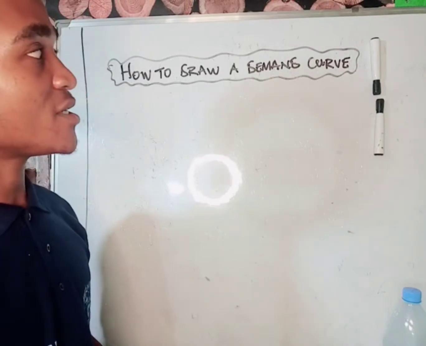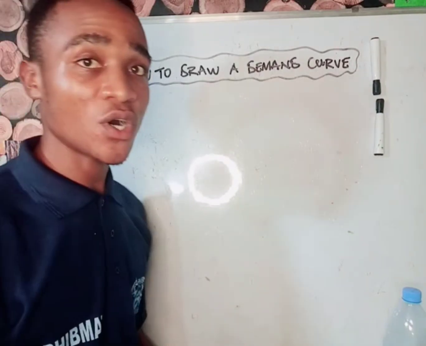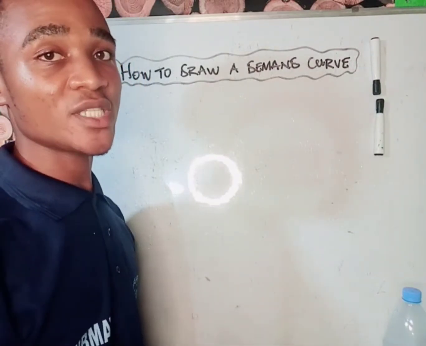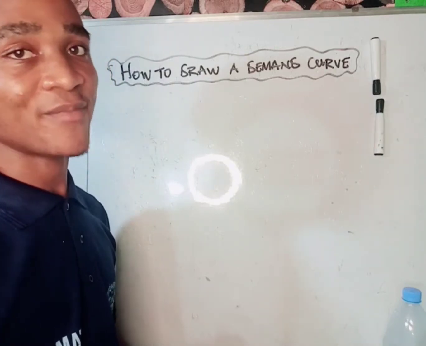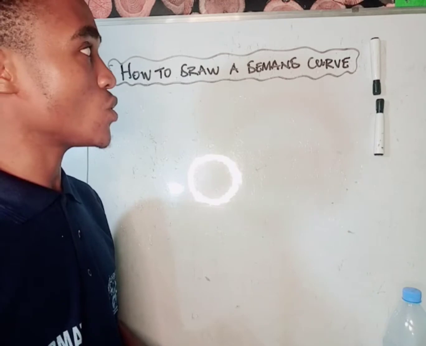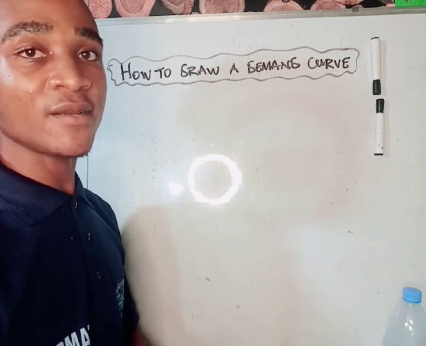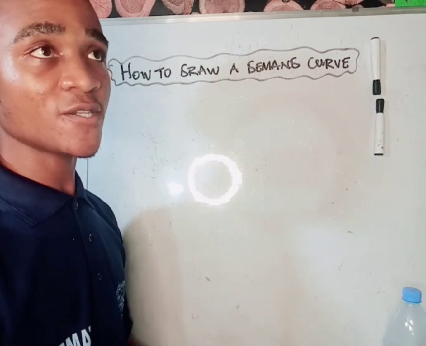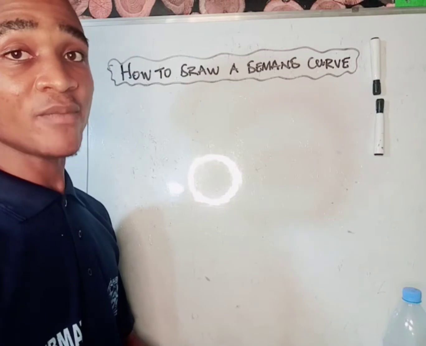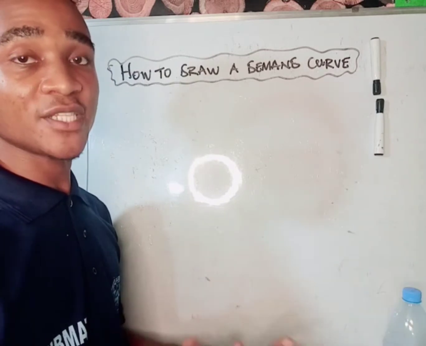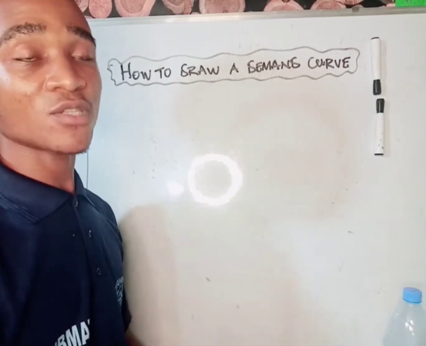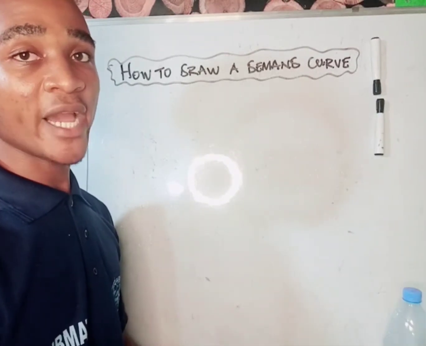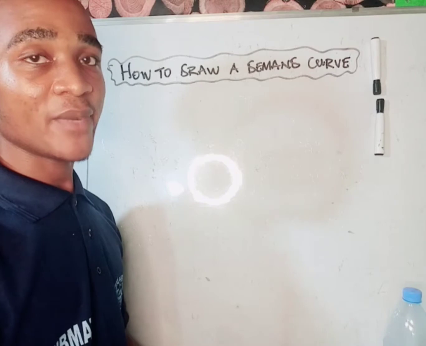A demand curve is a graphical representation of the different prices and quantities that a customer is willing and able to buy at a particular price and a particular time. This definition is gotten from the demand schedule, which we are not going to see in today's lesson. A demand schedule simply refers to the tabular representation of the different prices and quantities that the customer is willing and able to buy at a particular price and at a particular time.